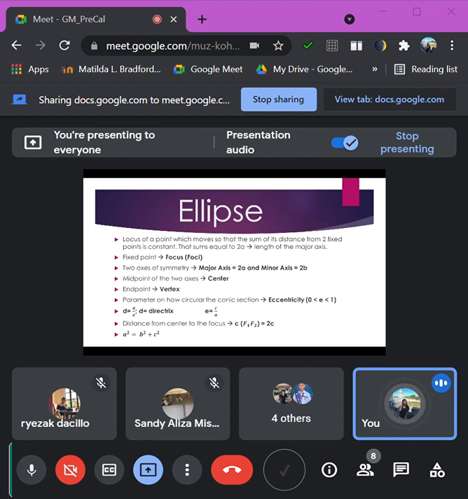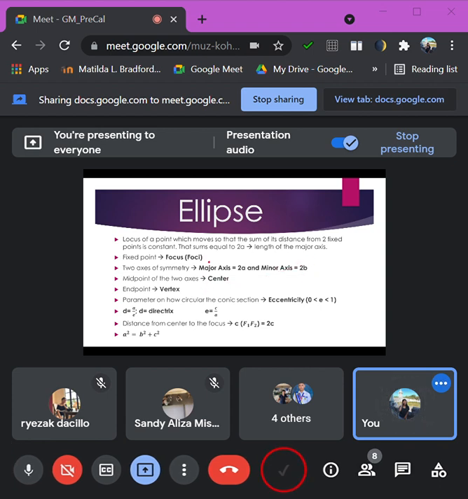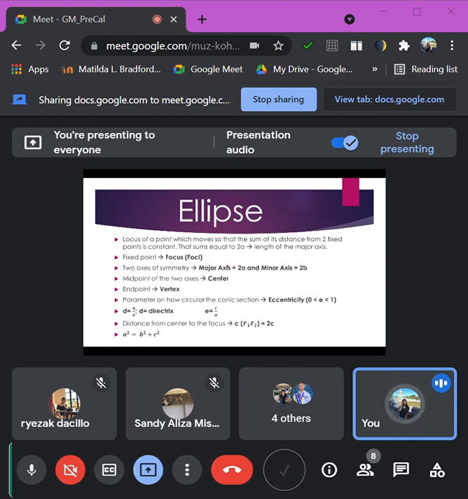Now we have as well two axes of symmetry. So we have there the major axis and the minor axis. So the major axis, it is 2a, while the minor axis will be 2b. So when we say the major axis, mao gina siya ang atong shall we say that is the largest axis nga atong makita sa atong parabola. I'm gonna show you later how a parabola looks like with its parts.